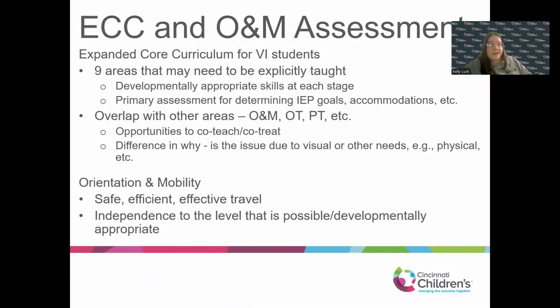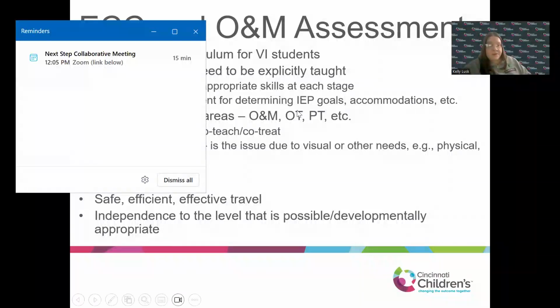Orientation and mobility, like I mentioned, is safe, efficient, and effective travel. We want our students to be independent to the level that is possible and developmentally appropriate. Obviously, a 3 or 4 year old is not going to be crossing streets by themselves, but we do want them to potentially start understanding even concepts like body awareness and body position: left, right, up, down, under, over. Those are the types of things that are going to someday contribute to being an independent traveler and being able to follow directions.